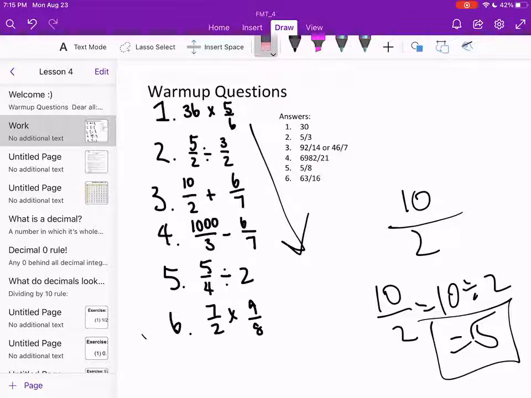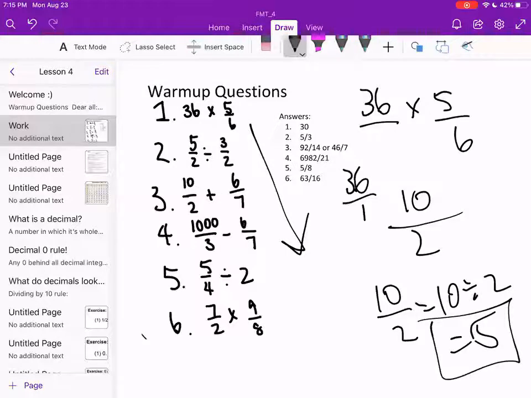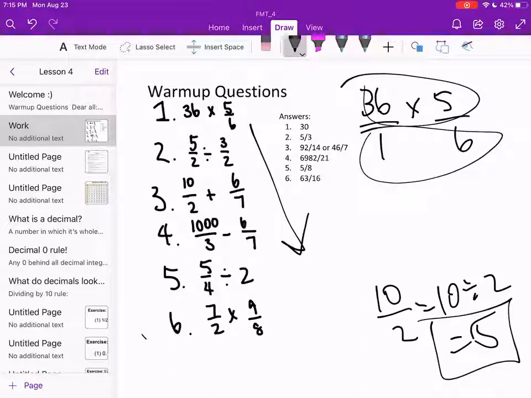For multiplication, this problem right here, you just multiply everything together. So 36 is also equal to 36 over 1, because that's also the same as 36 divided by 1. 36 divided by 1 is still 36, right? So 36 over 1 times 5 over 6, you just multiply these by this.